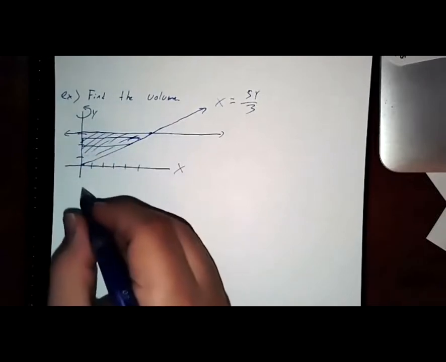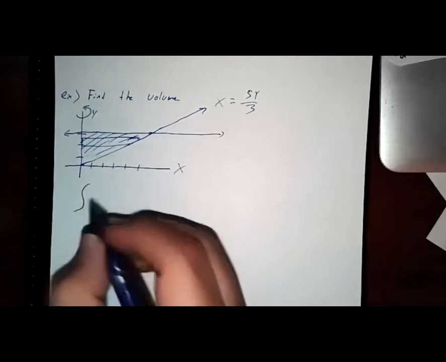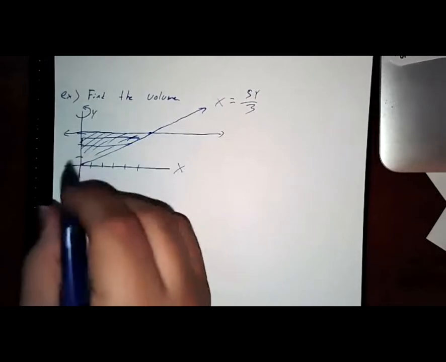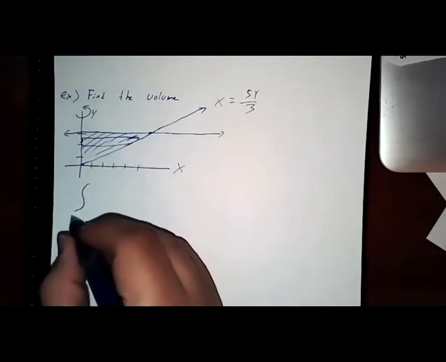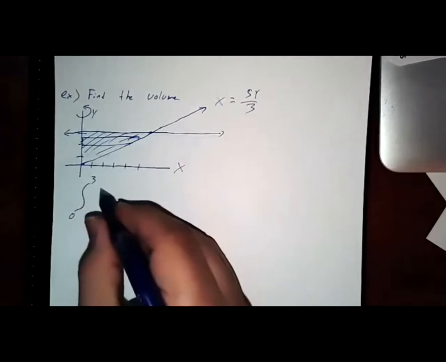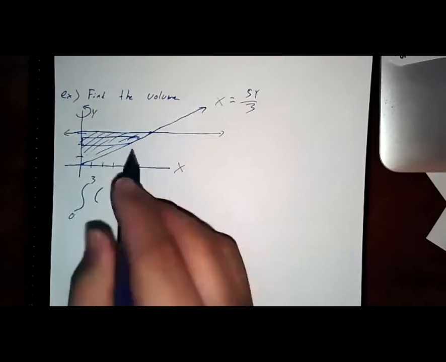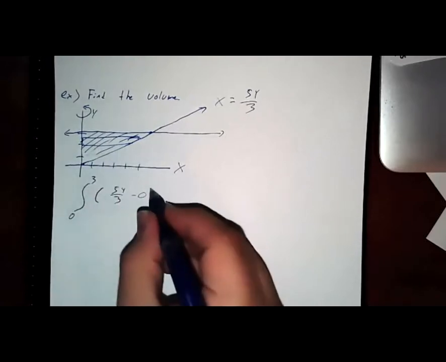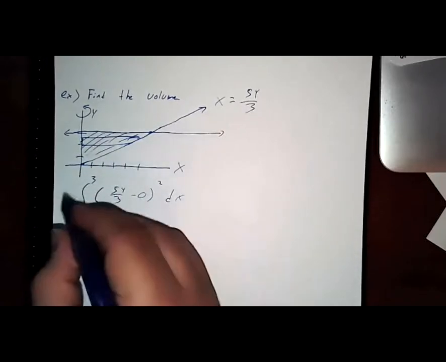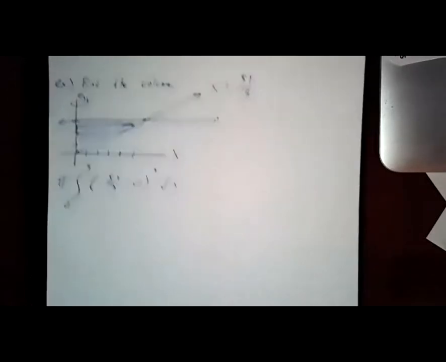So the integral from 0 to 3, 1, 2, 3 there, from the y, the right being 5y thirds minus 0 squared dx, and there's a pi, right? Okay.